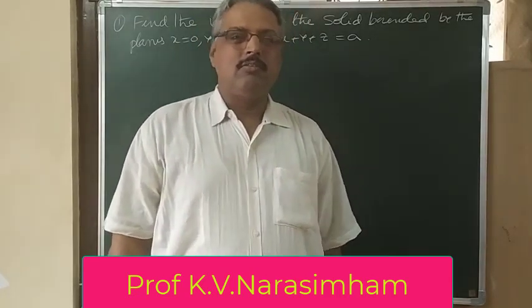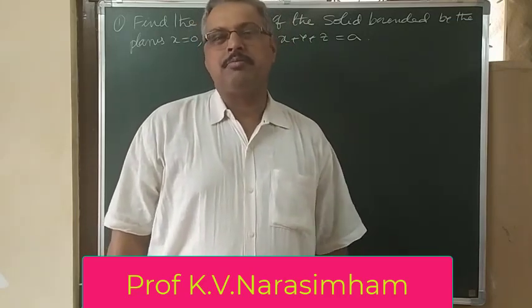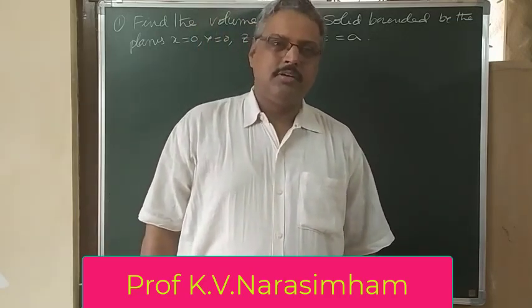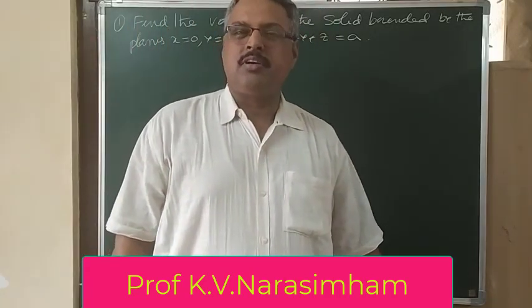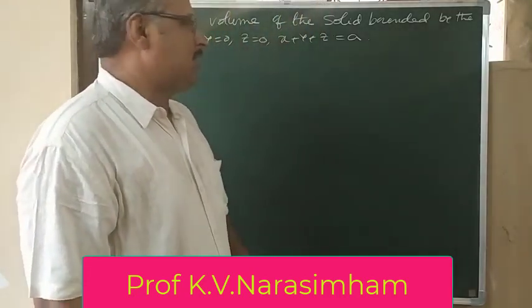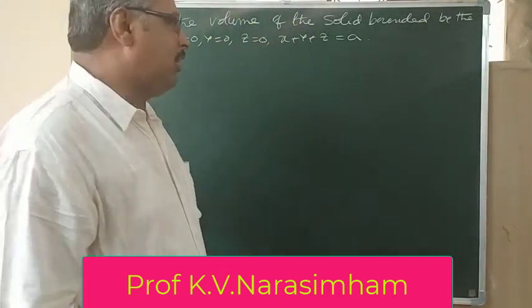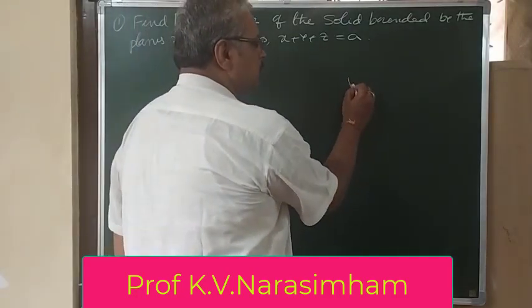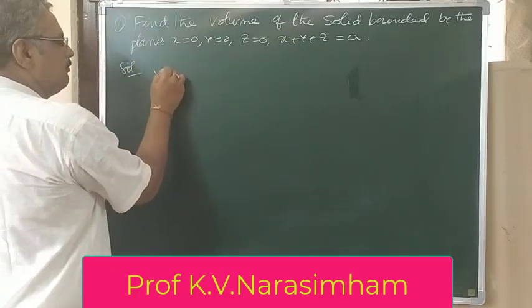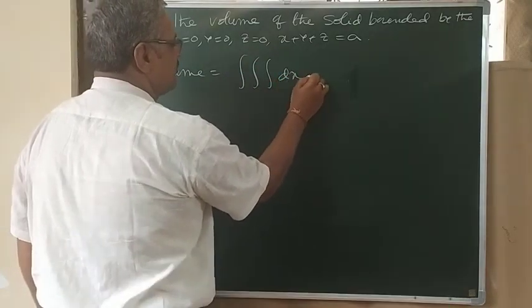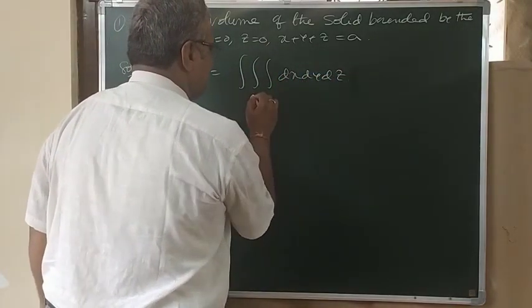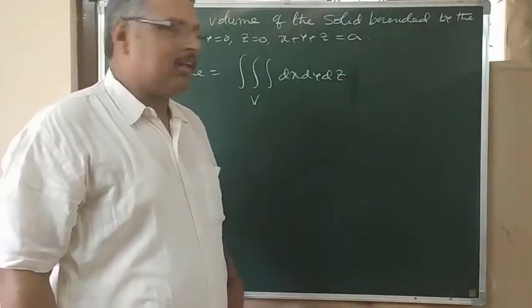Today's topic is volumes, finding the volumes using triple integrals. This is similar to the volumes using double integrals. Now, what is the formula for finding the volume? Volume V equals the triple integral of dx dy dz over the volume D. Using this formula, we will find the volume.